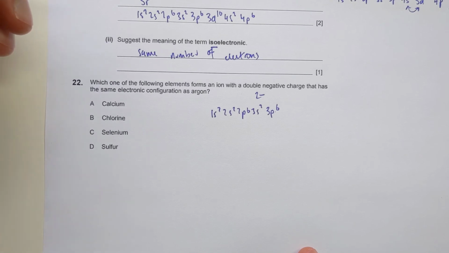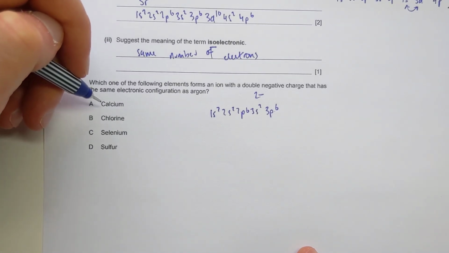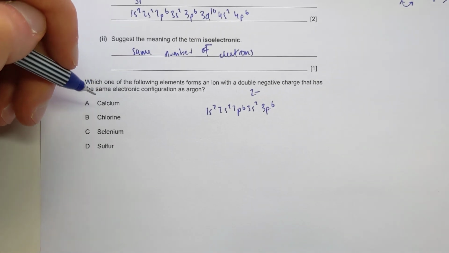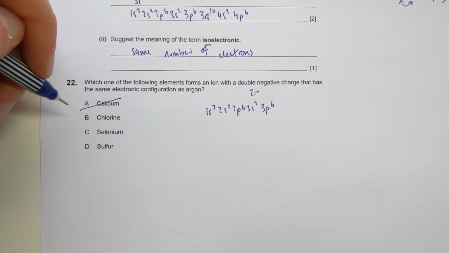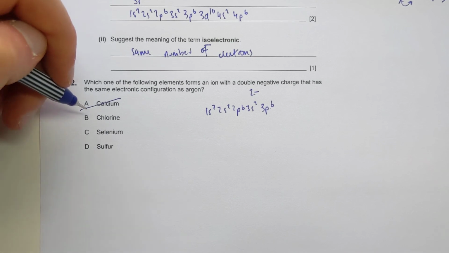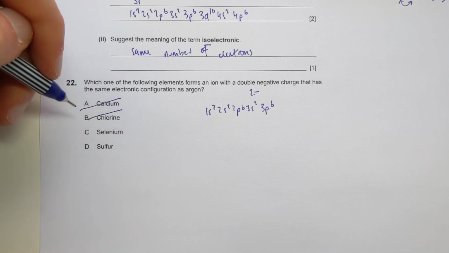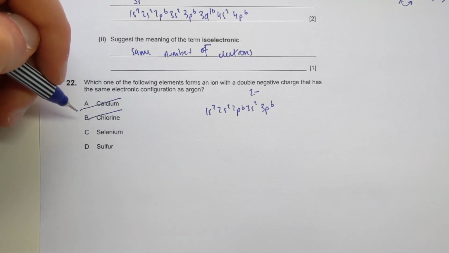Now, calcium's close to argon. It would actually be the same as argon if it lost 2 electrons. That'd be a double positive charge. So calcium's out. Chlorine can have the same as argon. It's got 17 electrons. If it formed a 1 minus ion, that's not a double negative charge, it's a single negative charge, so it's out.